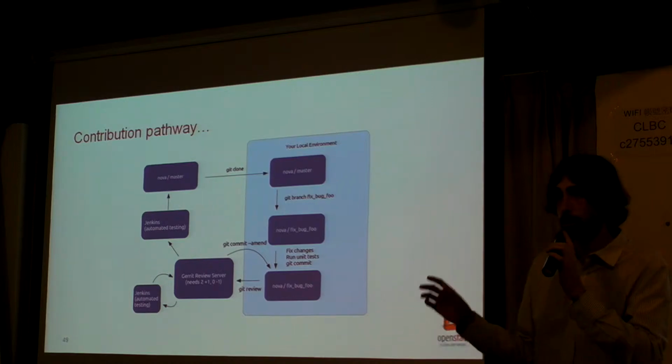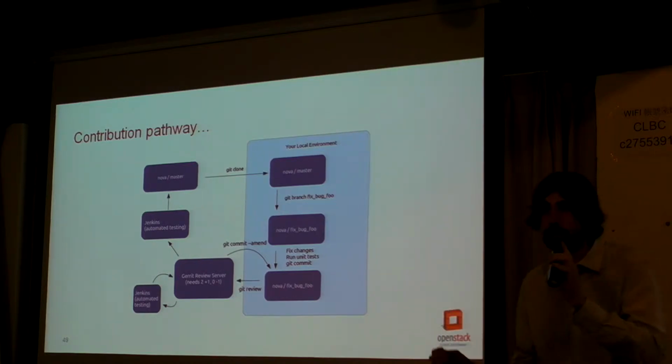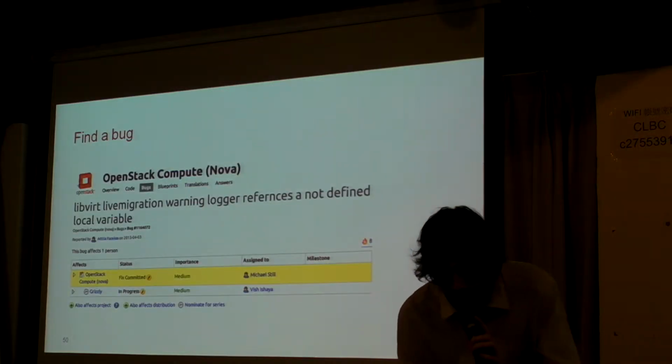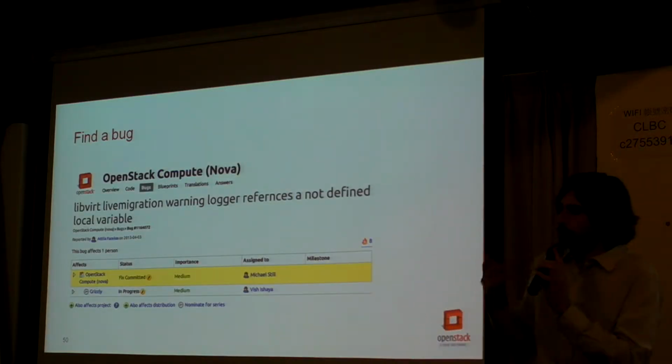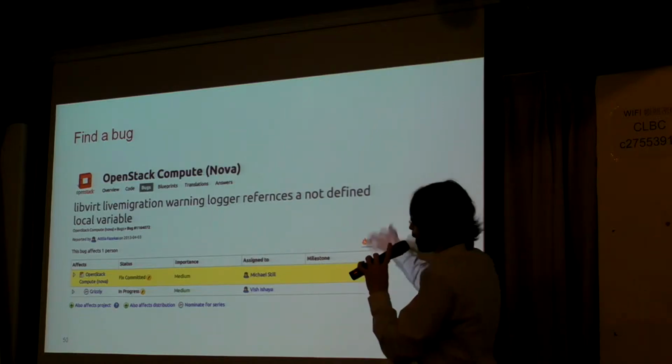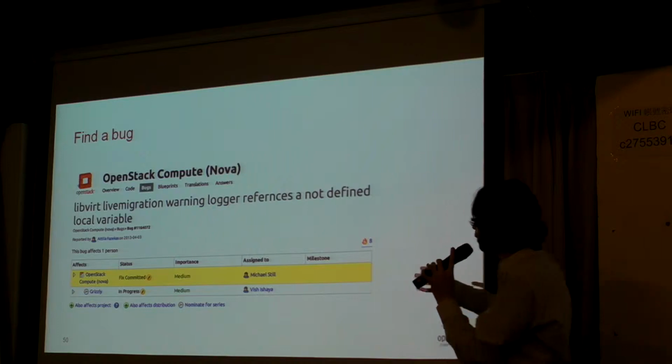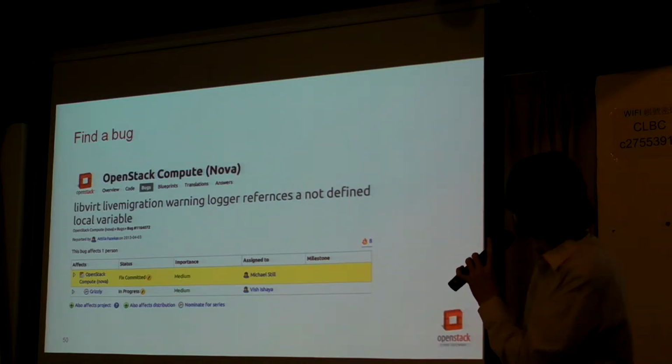It's more complicated than a pull request because we have to do so much testing and code review to meet our quality requirements. So, here's a quick example. First step, let's find a bug that we want to work on. We've gone on Launchpad, we've found a particular bug, there's some kind of live migration, something.